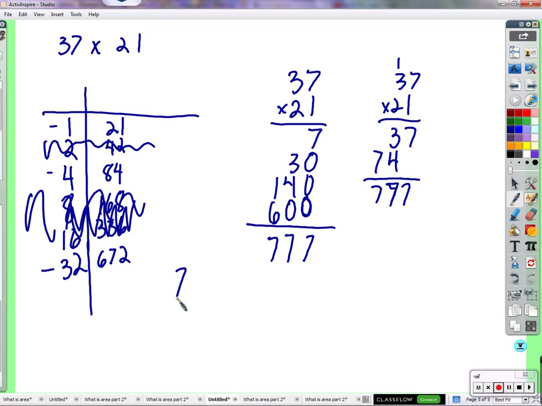The first one comes out right. Shouldn't have any decimal. We're just adding. Okay, so 672 plus 84 plus 21, 777. It's just another way to count up how much 37 21s is.